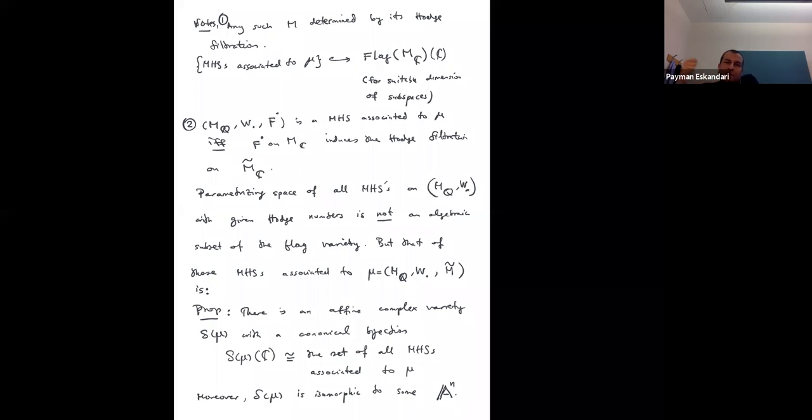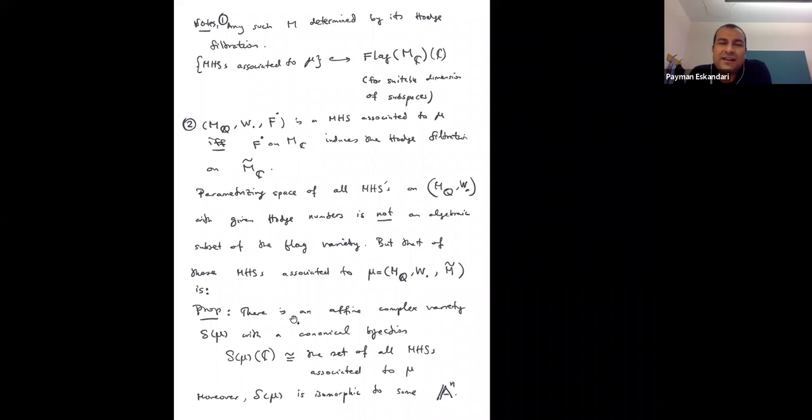Because you have to worry about complex conjugation, because your Hodge filtrations have to behave nicely with respect to complex conjugation. And because of that, this won't be an algebraic subset. However, once you fix the associated gradient, now the space of mixed Hodge structures attached to the triple mu is actually an algebraic subset of the flag variety. So, a more precise statement following that: it's affine.